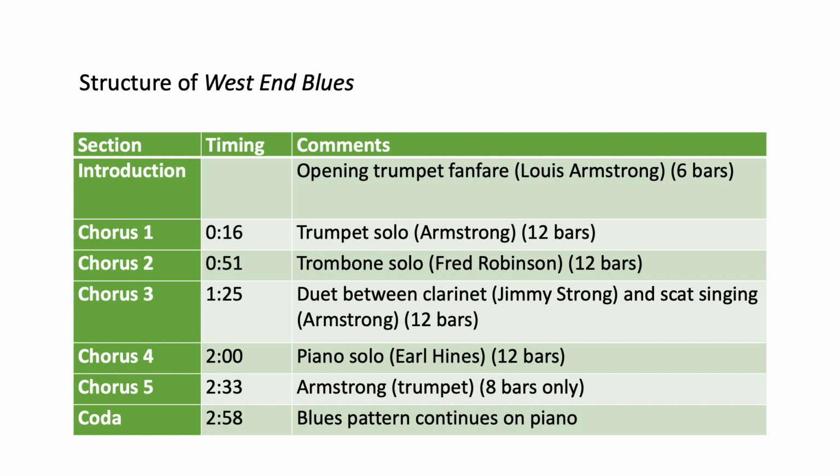Armstrong recorded West End Blues with a typical New Orleans front line of trumpet, clarinet, Jimmy Strong, trombone, Fred Robinson, and a rhythm section of piano, Earl Hines, banjo, Mancy Carr, and drummer Zutty Singleton on hand cymbals. Yes, Armstrong and his Hot 5 group, a group that only existed in the studio, actually had a total of 6 players in this recording.